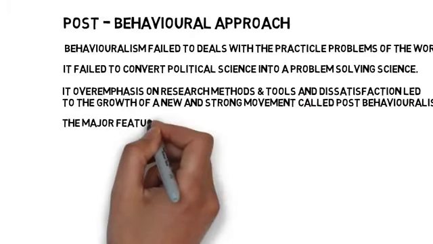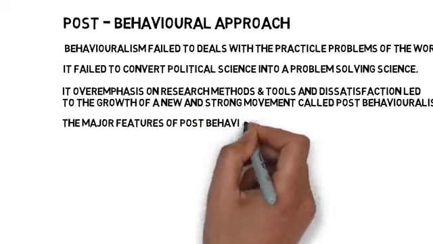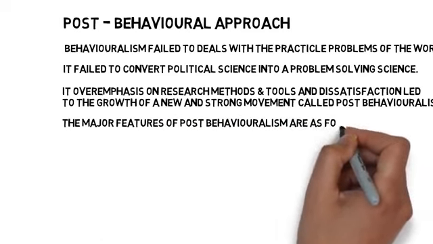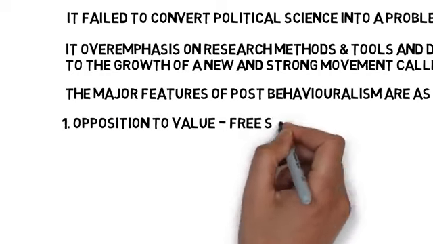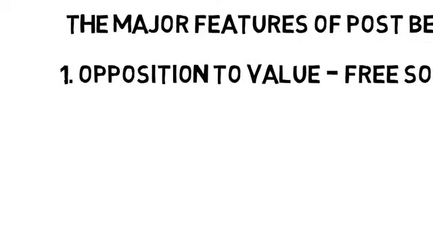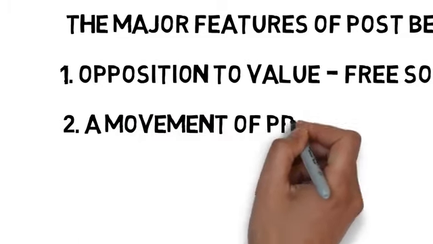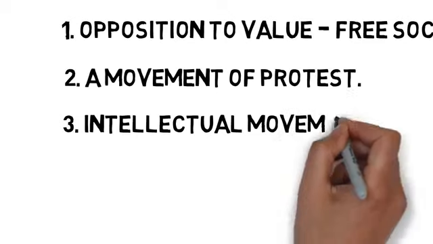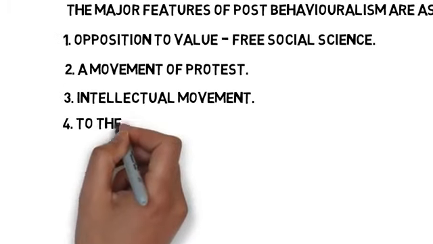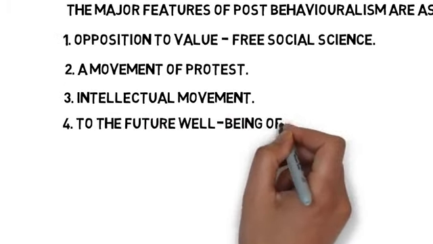The major features of post-behavioralism are as follows. First, opposition to value-free social science. Second, a movement of protest. Third, intellectual movement. And last, commitment to the future well-being of the society.